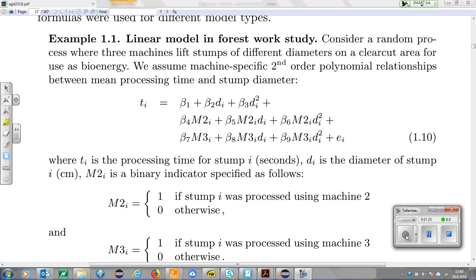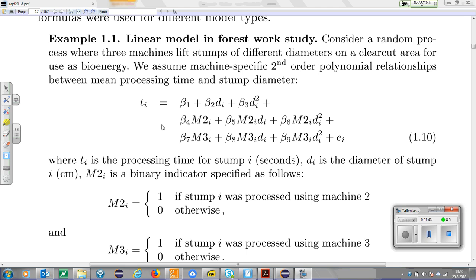Now we think that the difference in the clear-cut areas is caused only by machines. That is an assumption we make here, but practically we cannot separate the effect of machine and clear-cut in this example. But ignoring this, we can progress with this model that is shown here.